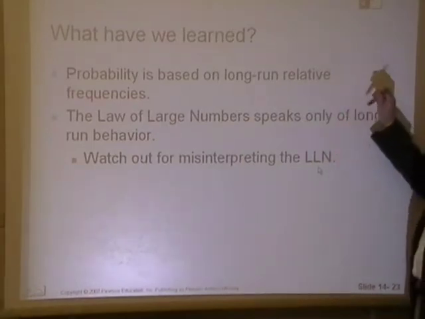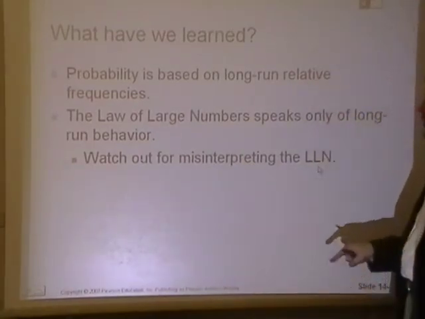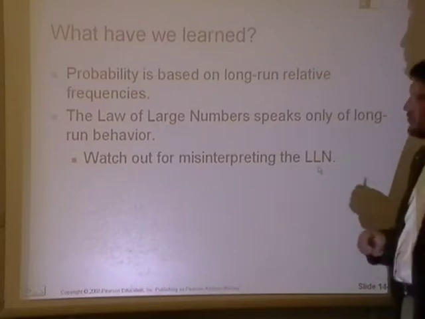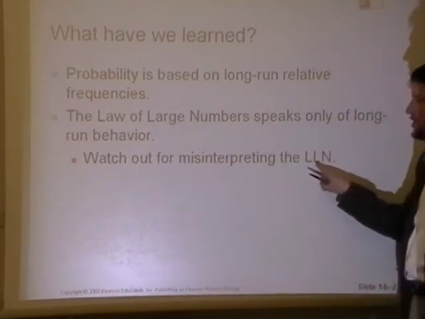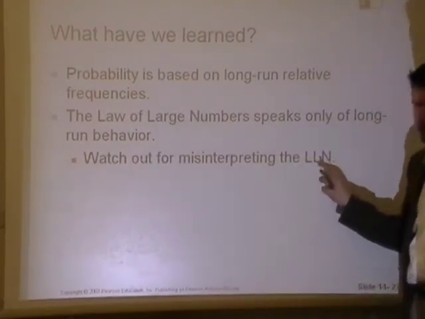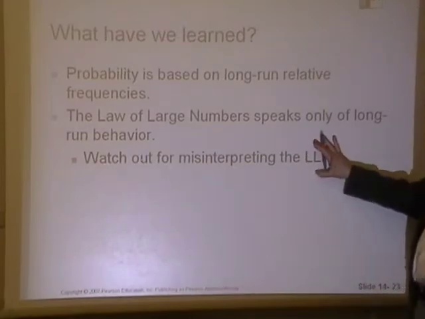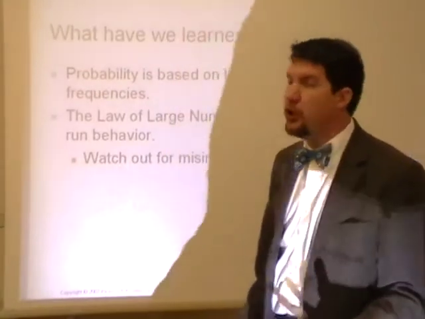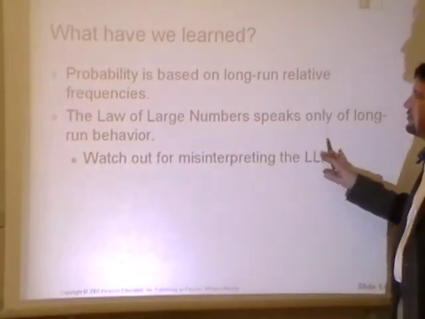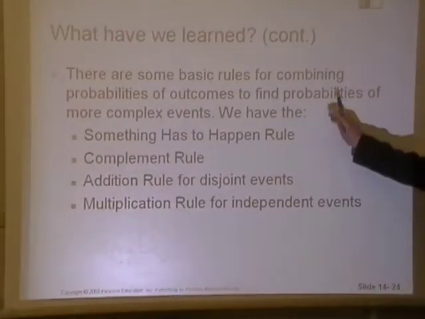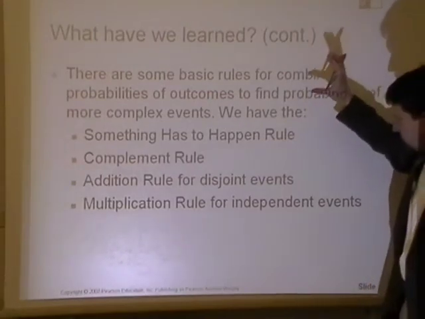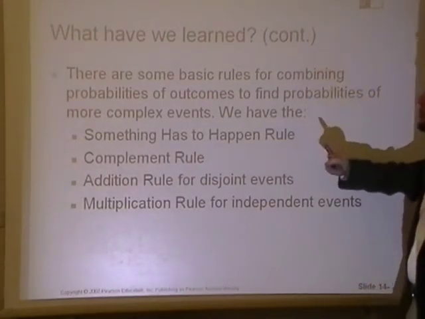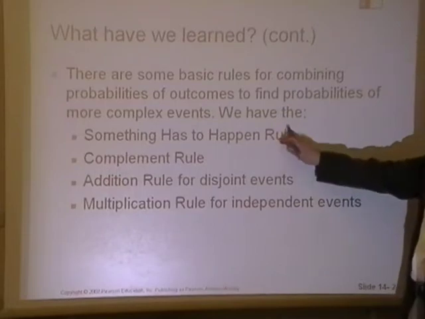All right, just about done with the slides here. What have we learned? Probability is long-term relative frequency. The law of large numbers is for long-run behavior. Watch out for misinterpreting the law of large numbers. That's that law of averages, which is not a law. Don't say this is the law of averages, because there is no law of averages. It's a misinterpretation. What have we learned? We've learned about the addition rule, the complement rule, and the multiplication rule, and something has to happen. And oh my goodness, we're done.